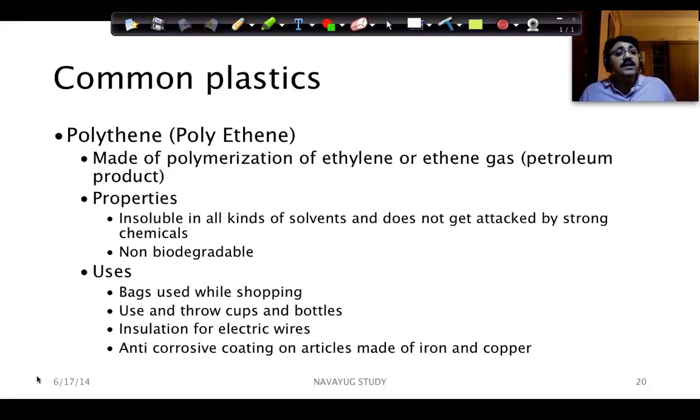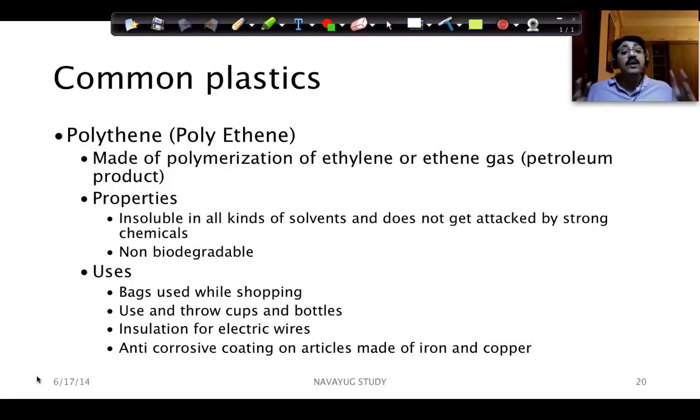Now, what are the properties? Insoluble in all kinds of solvents. So it typically doesn't dissolve in acids or bases, right? It is insoluble in most of the solvents, does not get attacked by strong chemicals, so it's pretty much resistant to many acids and strong bases, right? But the issue is it is non-biodegradable, right? So any kind of synthetic fiber is non-biodegradable. Yes, correct. The plastics are typically non-biodegradable.